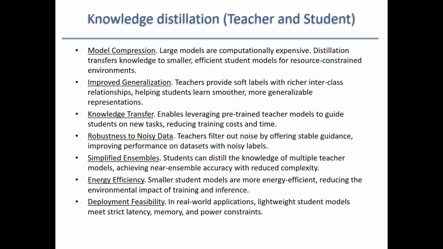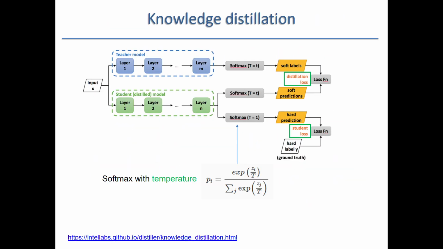Then simplified ensembles. The students can distill the knowledge from multiple teachers. So one student could achieve near ensemble accuracy with reduced complexity at the level of inference. They will save energy because they normally are smaller networks, and they are more lightweight, so it is easier to deploy in any other kind of devices. There are multiple ways to do this knowledge transfer.